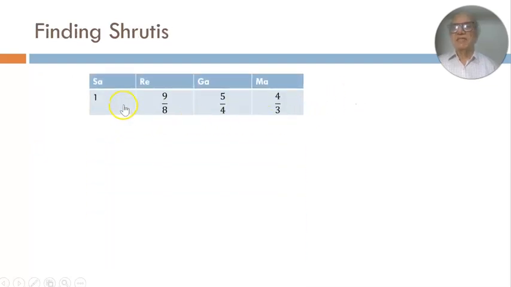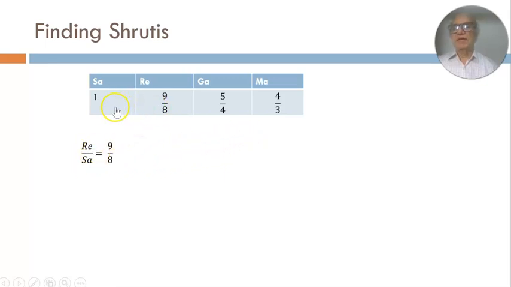So let us start with this diatonic scale that we already have: 1, 9 by 8, 5 by 4 and 4 by 3. So these are our Sa, Re, Ga, Ma. Okay, C, D, E, F. And using these ratios, we find further ratios. So how do we do that?